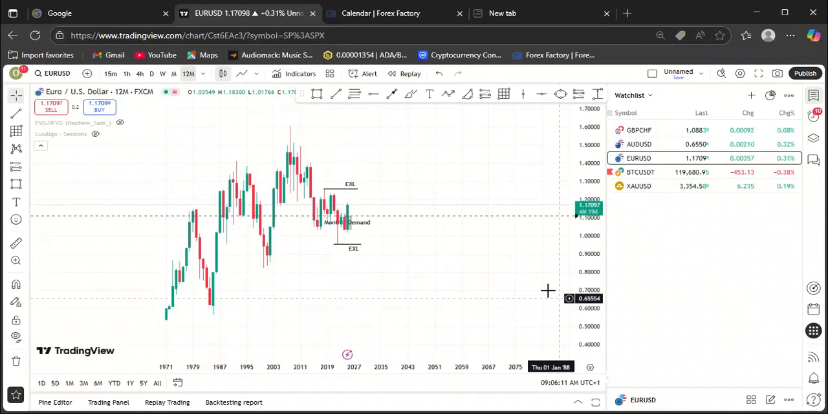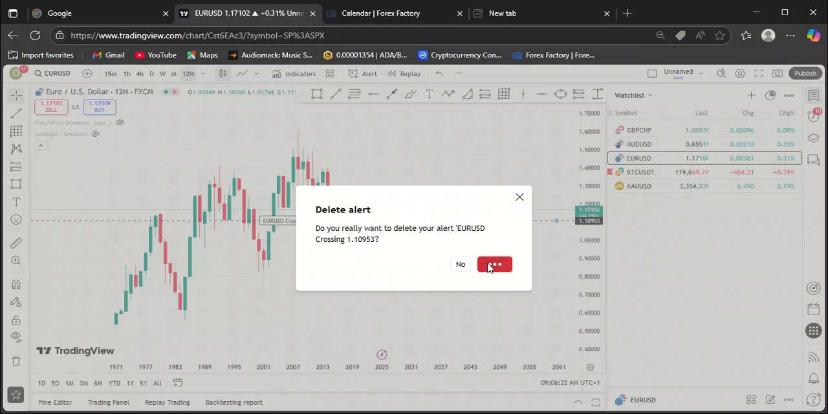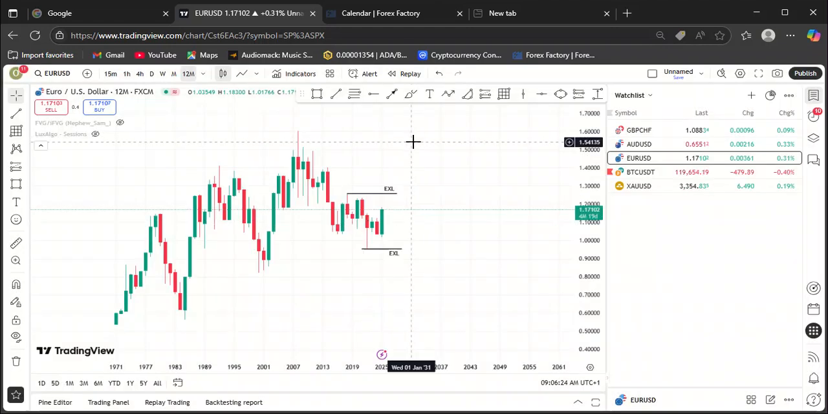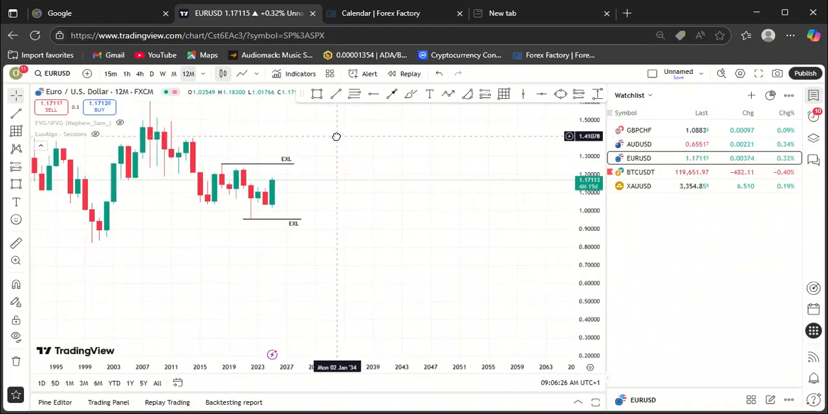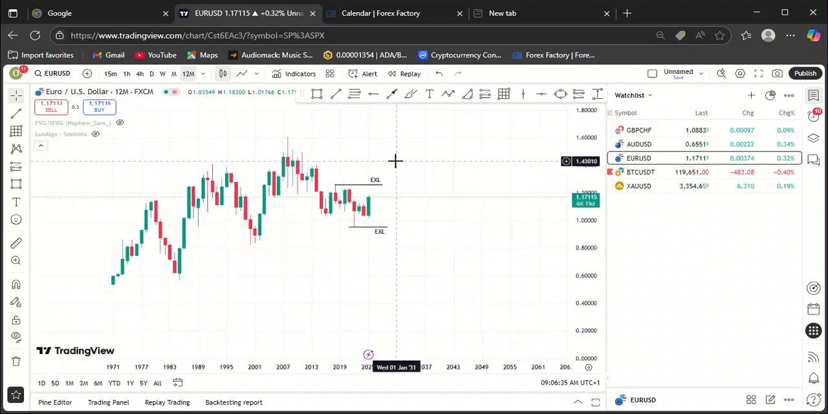So I want to make a quick analysis on EURUSD. I don't want this video to be too long, but basically there are two things that are very important, especially to the way I trade. You need to understand liquidity and market structure. Those two things are very important.